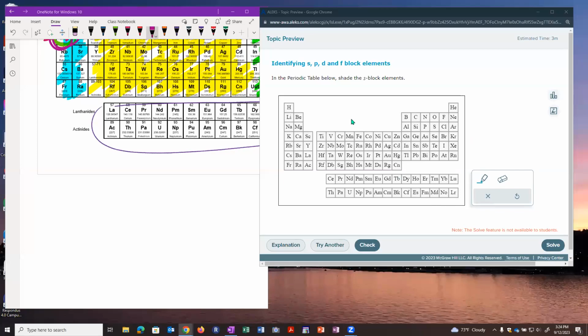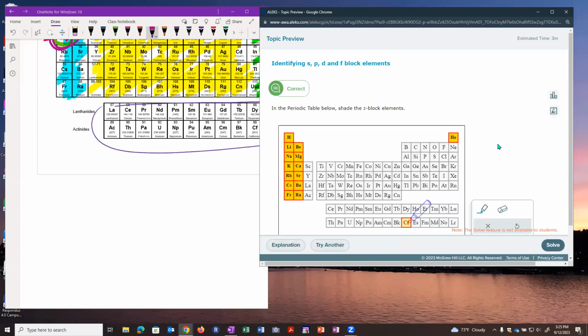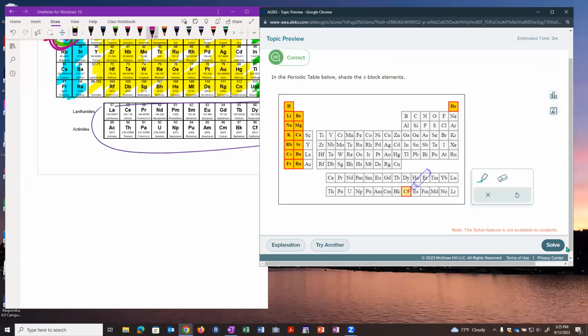All right, and then we have another question that asks us to identify the different blocks of the periodic table, S, P, D, and F, like we just mentioned. So we just highlight, get your highlighter selected, and then the S block, first 2 columns. We'll go ahead and highlight those. All right, and then we're missing an element here. So typically helium is included in that, because again, that finishes off that second electron in the S block.